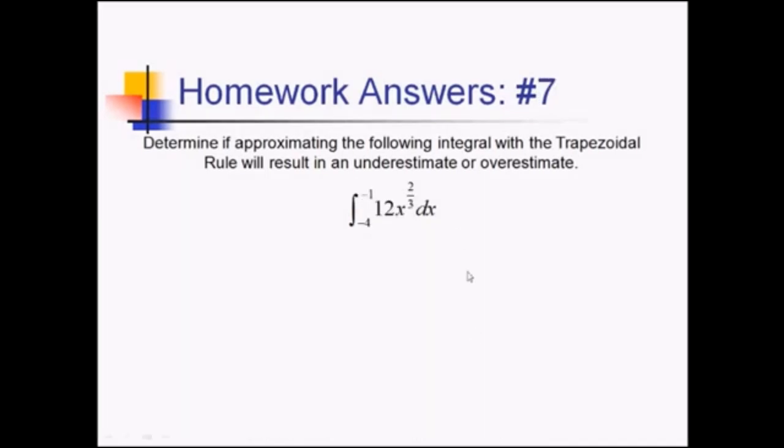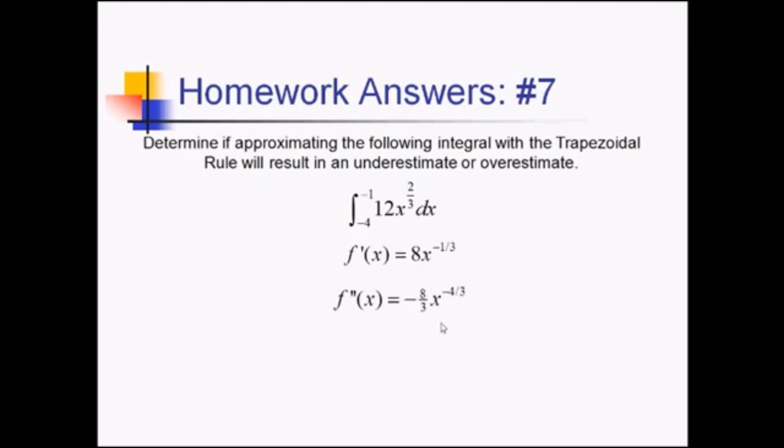For number 7, we're trying to figure out if approximating this integral with the trapezoidal rule will give us an under or overestimate. So we need to figure out the concavity of this function over this interval. Let's start with some derivatives. The first derivative is going to give us 8x to the negative 1/3. And then I need the second derivative for concavity, so let's do the power rule again. That's going to be negative 8 over 3x to the negative 4/3.